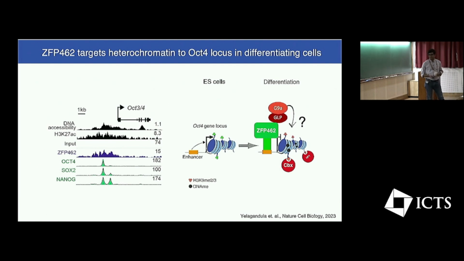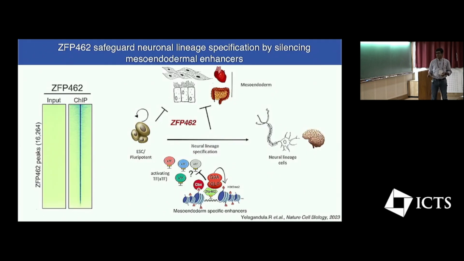So then we asked, is zinc finger 462 regulating only OCT4, or is it also regulating other genes in the genome? Since we have the ChIP-seq data, we analyzed this, and we found that in addition to OCT4, zinc finger 462 also binds at around 16,000 regions in the genome.